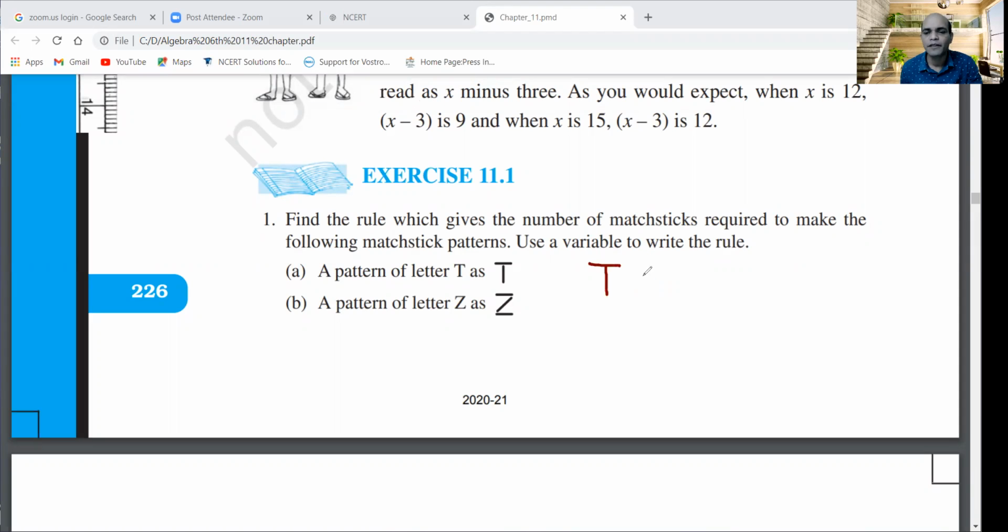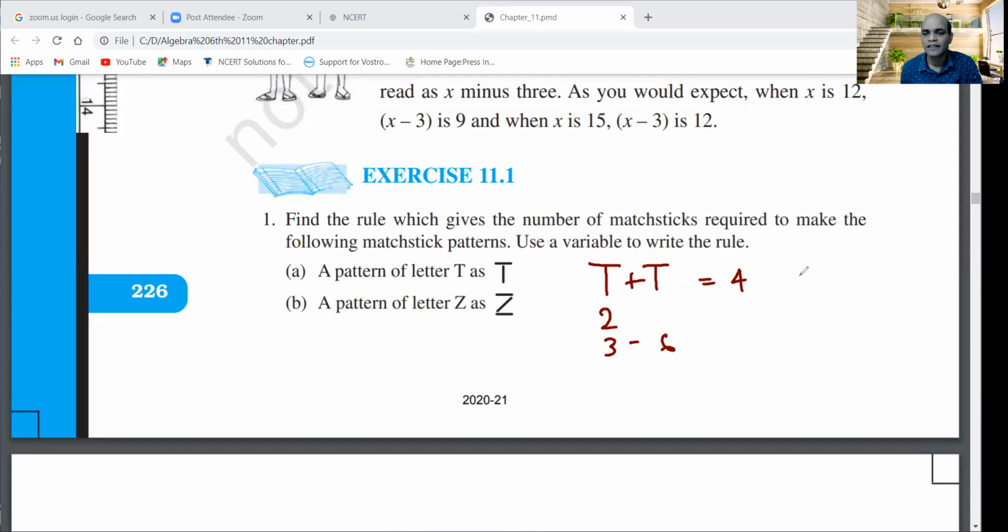So can we make a fundamental rule? If you write 1 T, it is 2. For 2 T's, it is 4. Like this, if you make a table, for 3 we require 6. Yes or no? 6. So what rule can we put here? The common rule is, what is that?